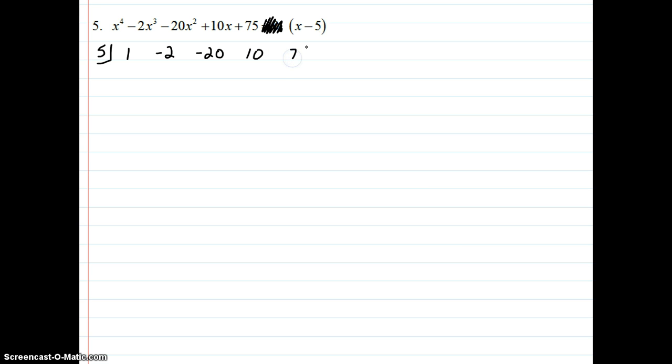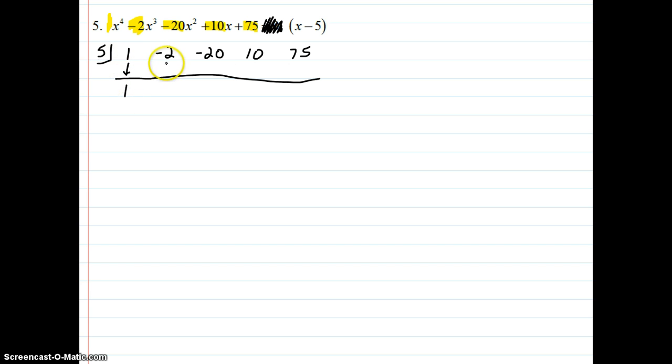So again, you want to pause the video and try it on your own first. If you don't remember how to do it, then watch the first one and make sure you pause the second one. Alright, so let's do our synthetic division. Now these numbers, the 1, these are just the coefficients, so -2, -20, 10, and 75. And so now we bring the 1 down, and now we multiply.